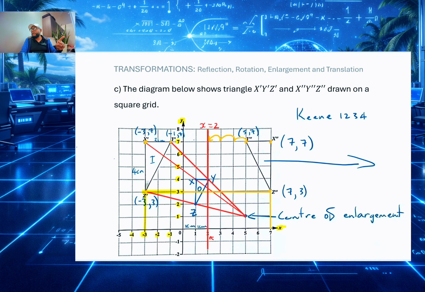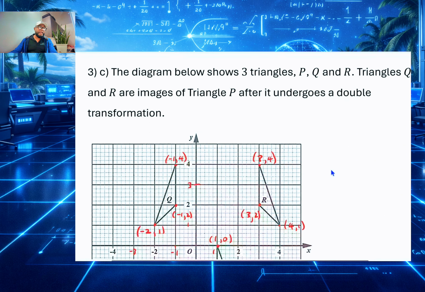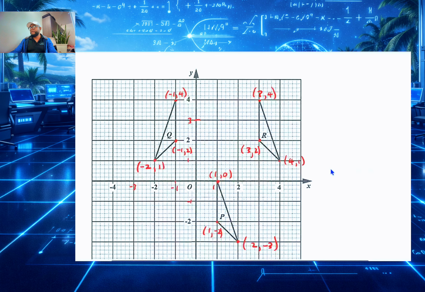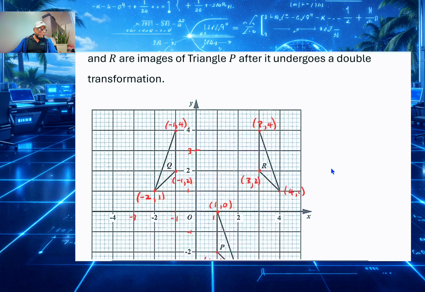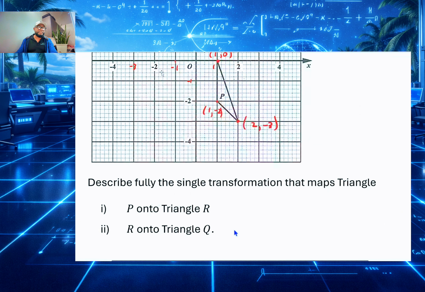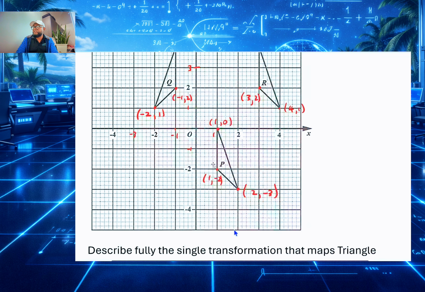Right, so we go on to January 2024, number 3. The diagram below shows 3 triangles P, Q, and R. Triangles Q and R are images of triangle P. So triangle P is your original object, after it undergoes a double transformation. So let me see what's going on here now. Describe fully the single transformation that maps triangle P onto triangle R. So what maps triangle P onto triangle R?